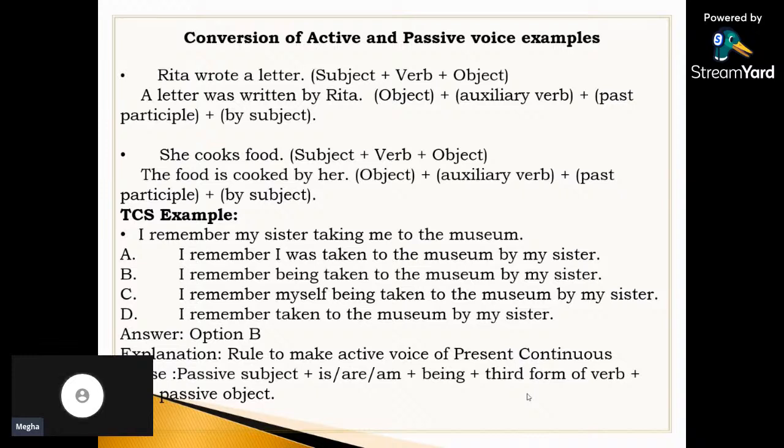So here you have to change this to passive voice. I remember I was taken to the museum by my sister. See, it has changed to past, right? I remember being taken to the museum by my sister. I remember myself being taken to the museum by my sister. So C is also not the answer. I remember taken to the museum by my sister. See, D is again, the statement itself is wrong. So option B, I remember being taken to the museum by my sister. When you read both the active and passive voice sentences, you can understand why option B is the right answer.